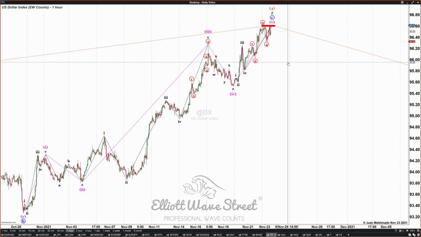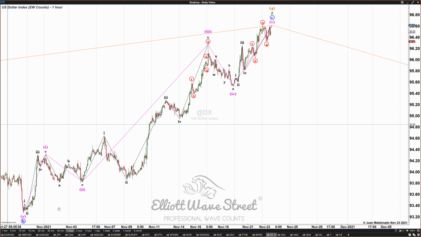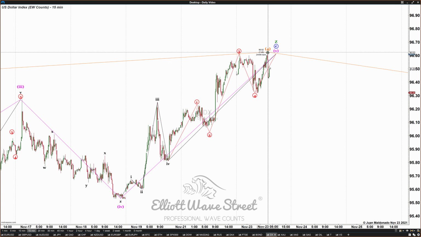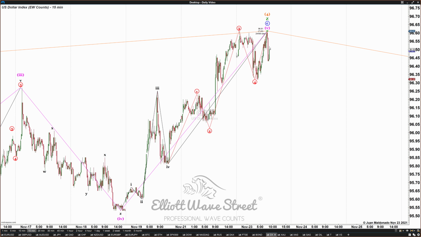So I believe the market is ready. Let's have a look at the 15-minute chart here on the dollar so we can have a better understanding here. Right? So we are seeing the price rejecting the highs. And what's the logic behind the price rejecting the high? What is happening here?